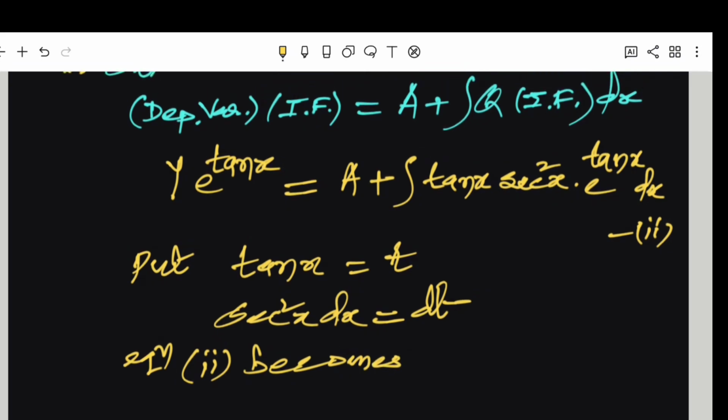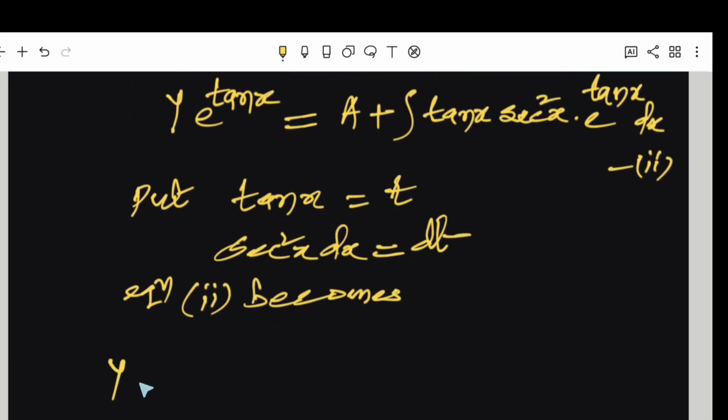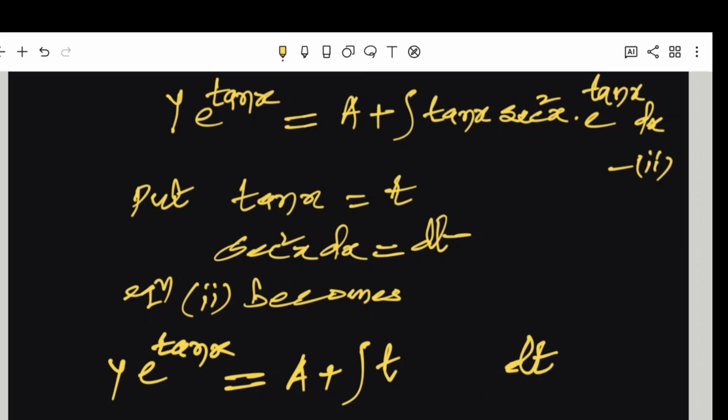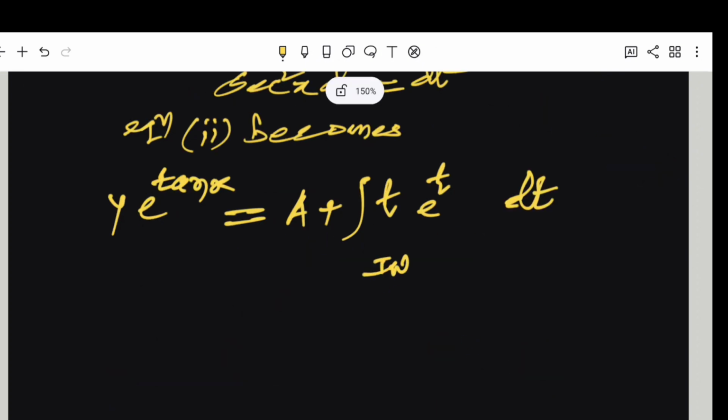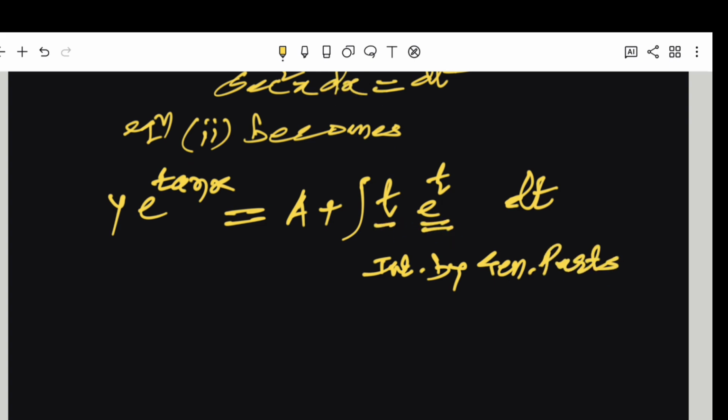Left hand side remains as it is: y into e raised to tan x, no change. A plus integration of tan x is t, secant square x dx is dt, and e raised to tan x becomes e raised to t. Therefore, it is a product of two terms of t. Therefore, integrate by generalized part: t algebraic first term, e raised to t second term.